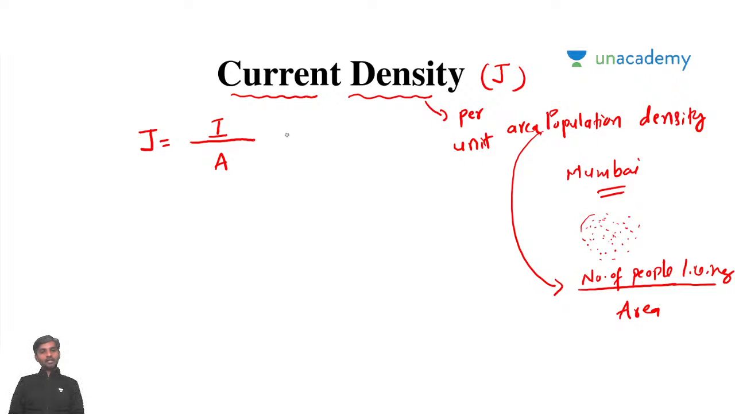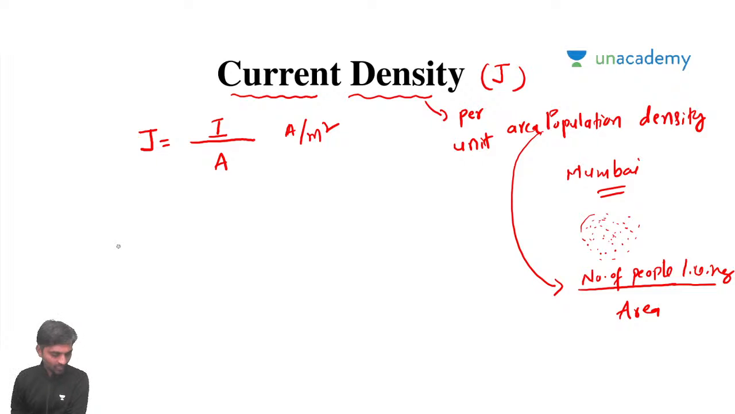The units for current density are amperes per meter square. Remember that current per unit area is nothing but current density. Current density J is equal to I by A, and the unit is amperes per meter square. That is very important. Now how do you calculate this? How do you express this in terms of drift velocity and other values?